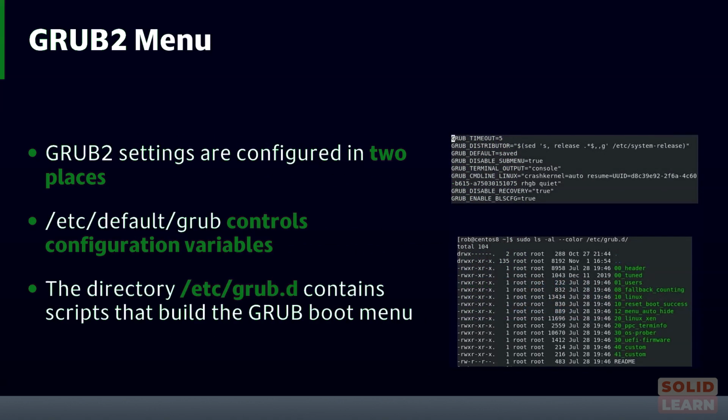Now, grub2's menu is a little bit different to configure. There are actually two places that grub2's menu is configured. The first one is /etc/default/grub, which controls configuration variables, right? So GRUB_TIMEOUT: how long does the menu stay up for? Five seconds in this case. We can also display things about the command line that you see on the Linux system, and whether or not you can recover grub. And then you also get into the grub directory, and that's where you can build customization around the grub menu. There are scripts in there that are used to build the grub menu by default.